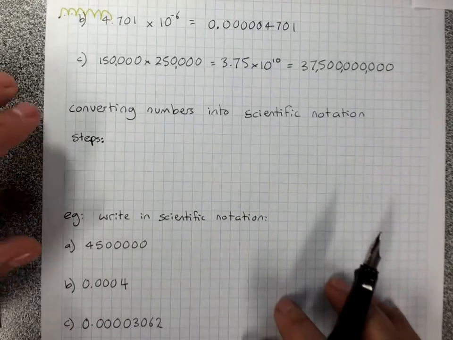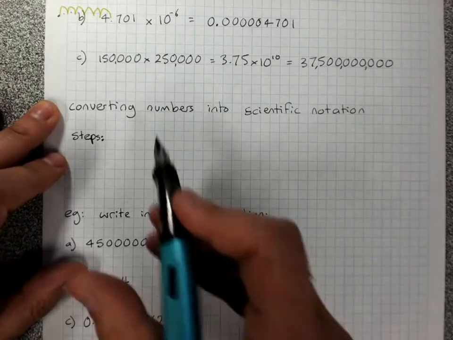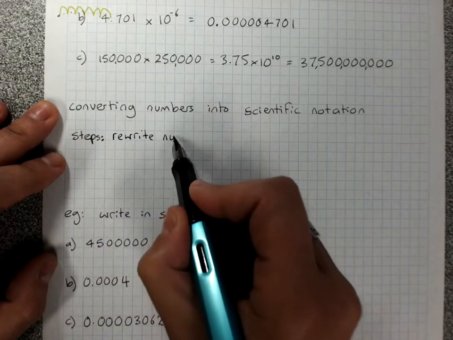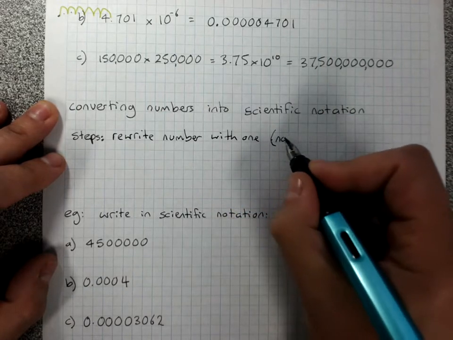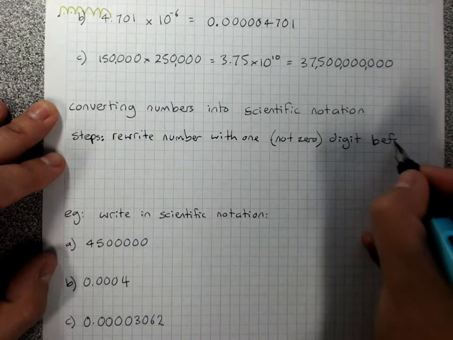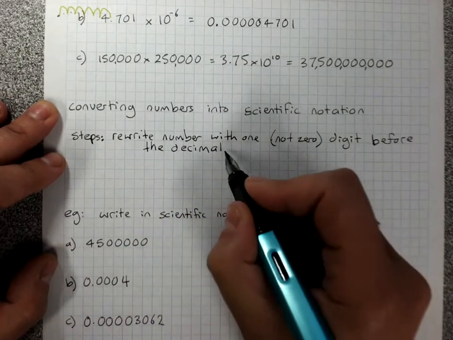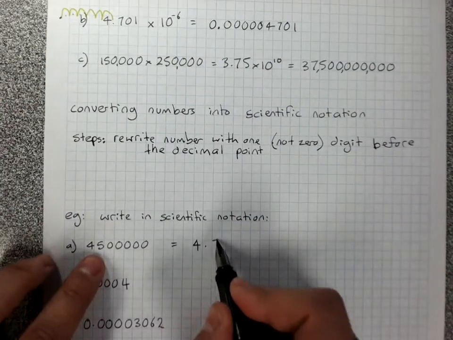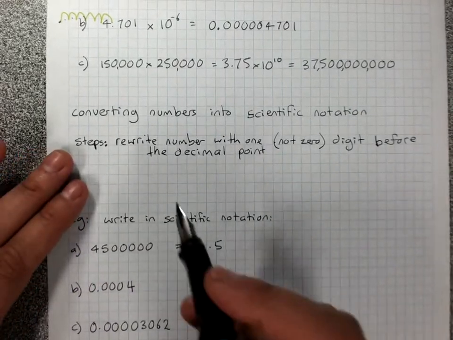When I'm converting numbers into scientific notation, what I will need to do is rewrite the number with 1, not 0, digit before the decimal point. Now what that means is that this one is going to be written as 4.5 because I get rid of start and end zeros.